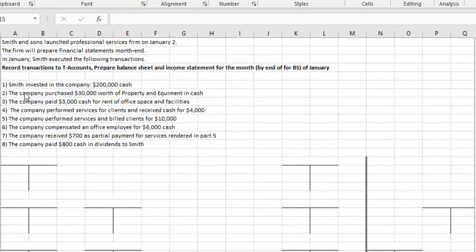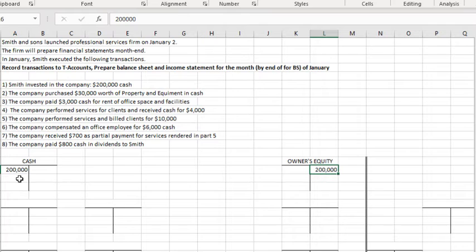The first transaction we are going to record is when an owner invests cash into the company. Smith invests in the company $200,000 in cash. The way we are going to record this is we are going to increase cash by $200,000, and we are going to increase owner's equity by the same amount.